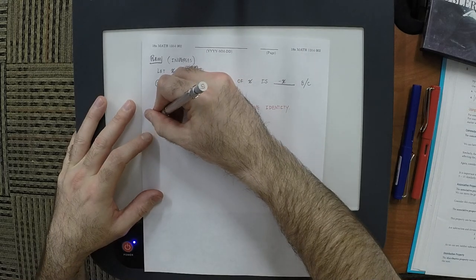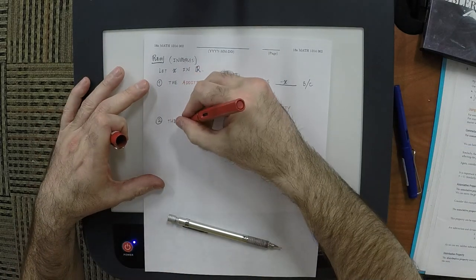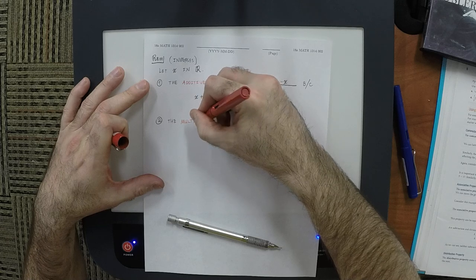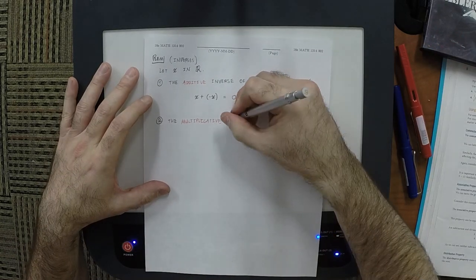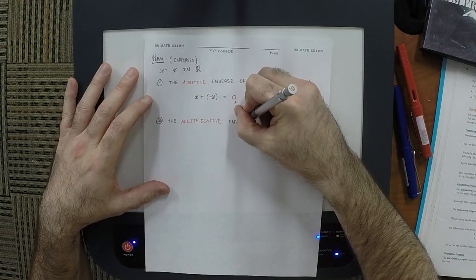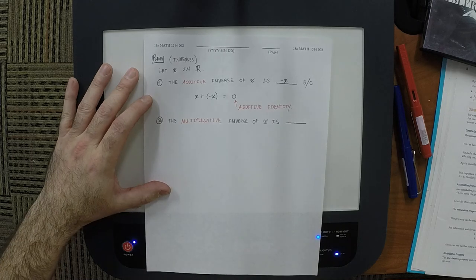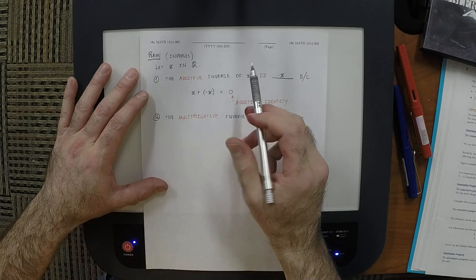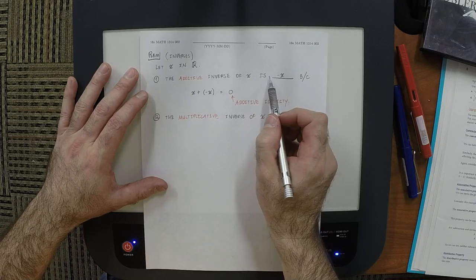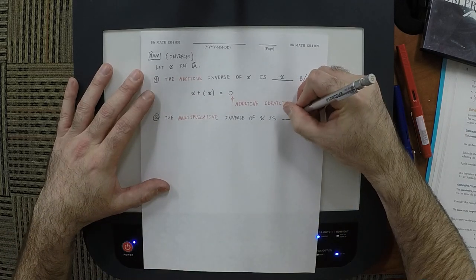Two. The multiplicative inverse of x is blank, is what? So the formula for additive inverse is negation, so negative x. The multiplicative inverse is 1 over x, which is called the reciprocal.